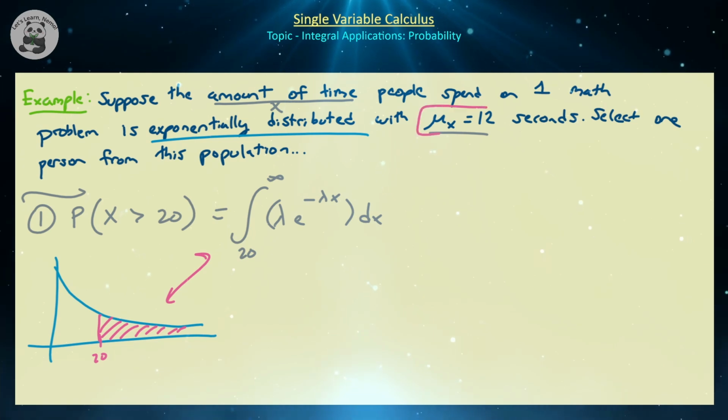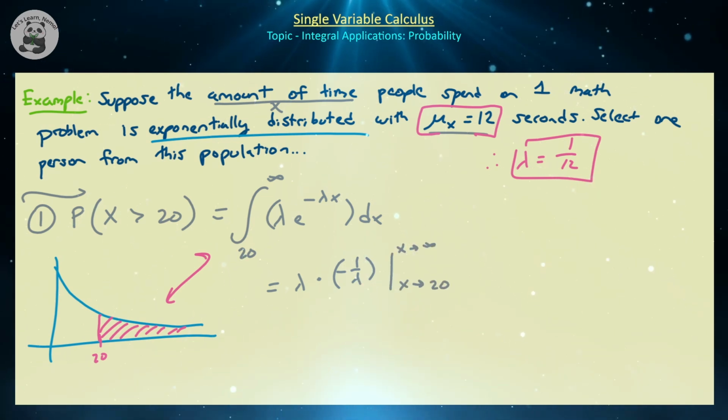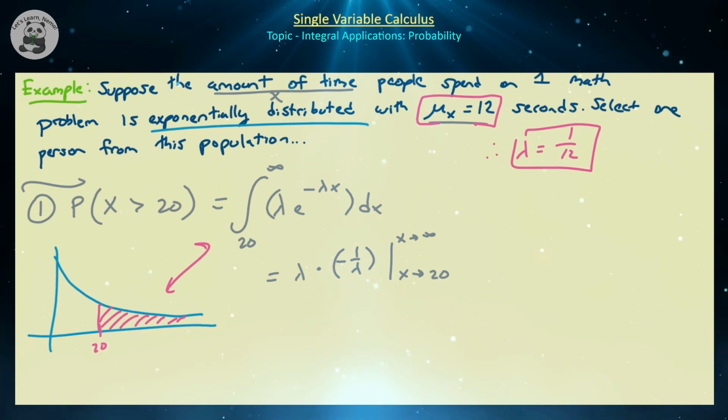So since the average is 12 seconds, that means the lambda rate parameter is just going to be equal to 1 over 12, or 1 over 12 seconds. So I'm just going to keep it as lambda for now until I actually need to evaluate that. So this is going to be equal to what? So this is going to be equal to lambda times negative 1 over lambda e to the minus lambda x, and then we're going to send x to infinity, and then send x to 20, and then evaluate that.